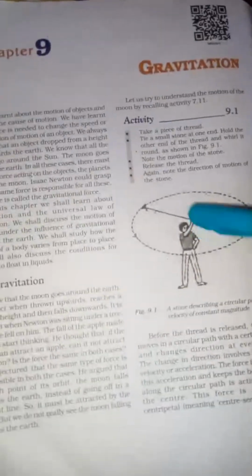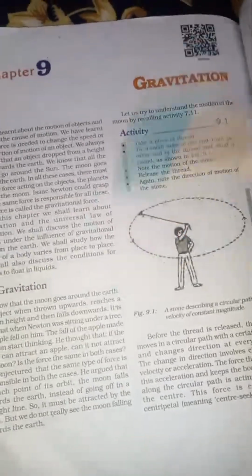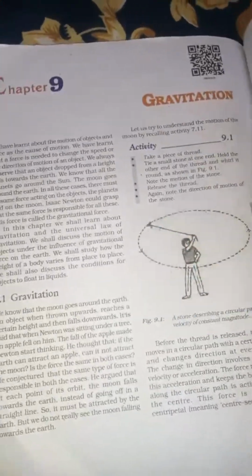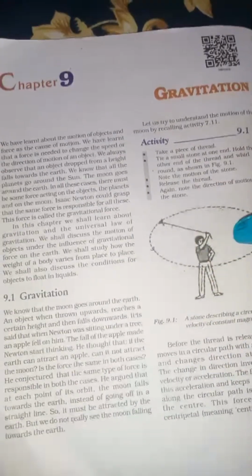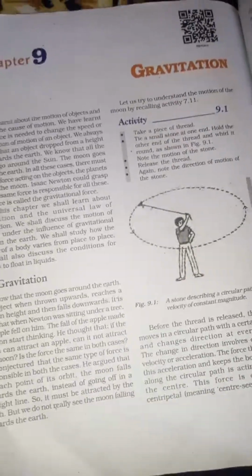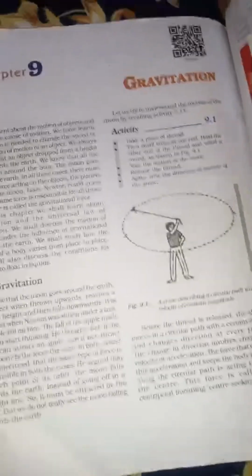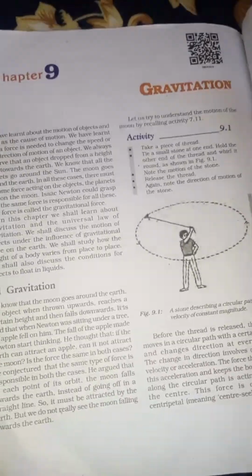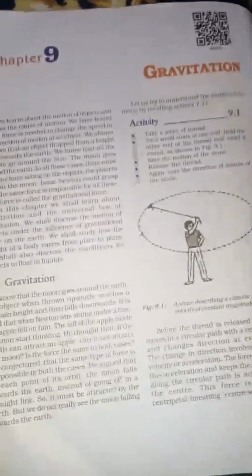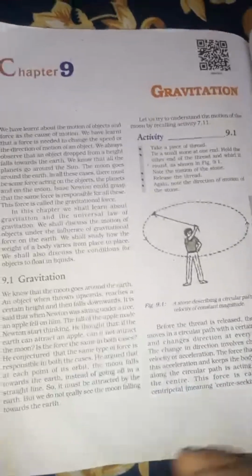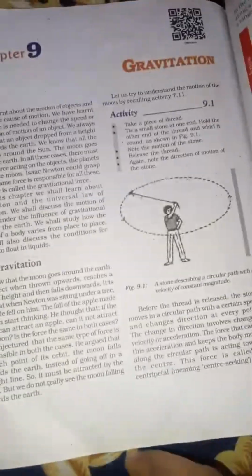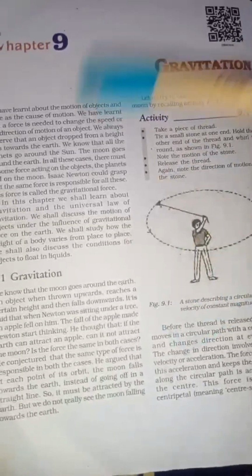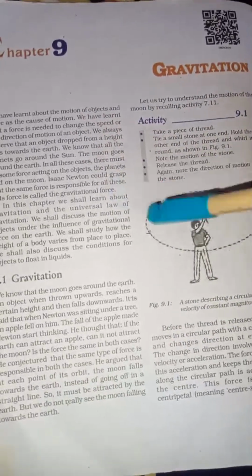A very simple definition: centripetal force is the force that helps to revolve an object in a circular path. We also say it helps to move an object in a circular path. How? When you whirl a stone on a thread, you see that the stone is moving in a circular path. The force that acts on the stone is called centripetal force.